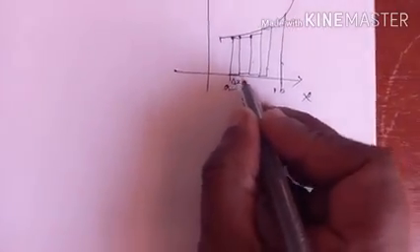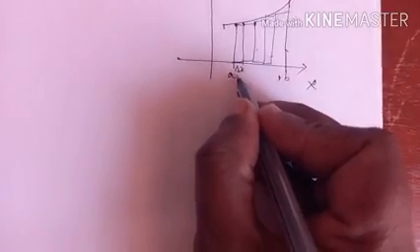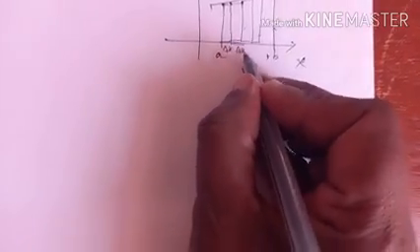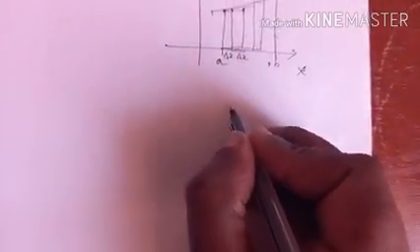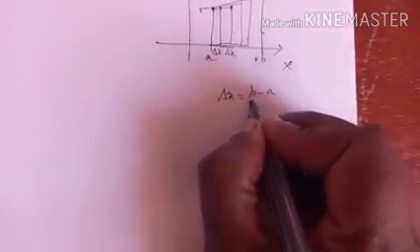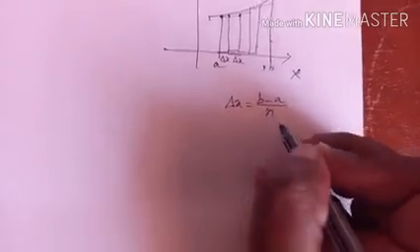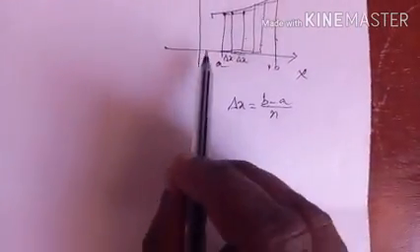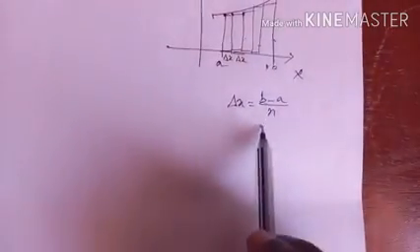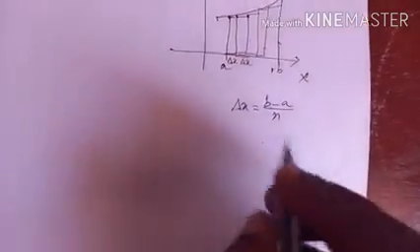Consider the width of each rectangle as delta x. So what is delta x then? It is b minus a whole divided by the number of intervals. If we have 6 rectangles, that is b minus a divided by 6.